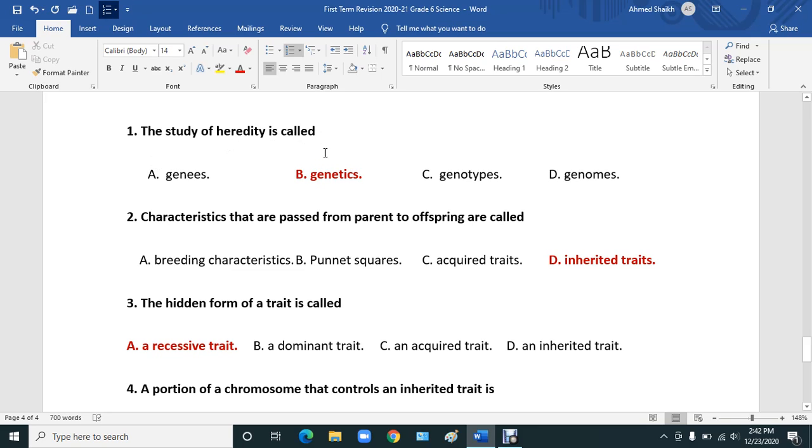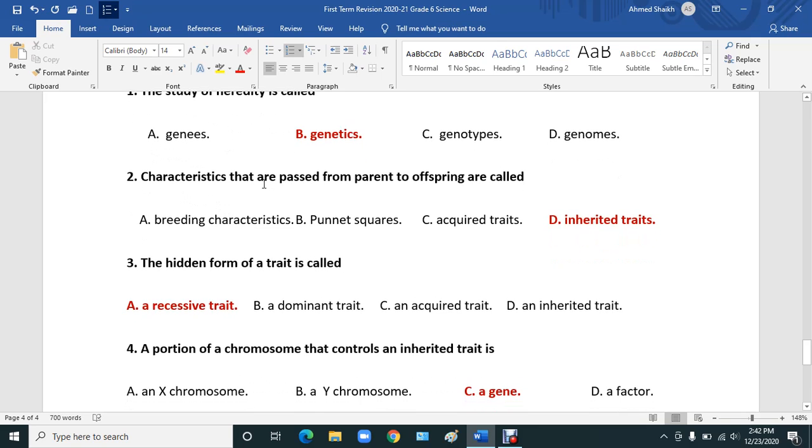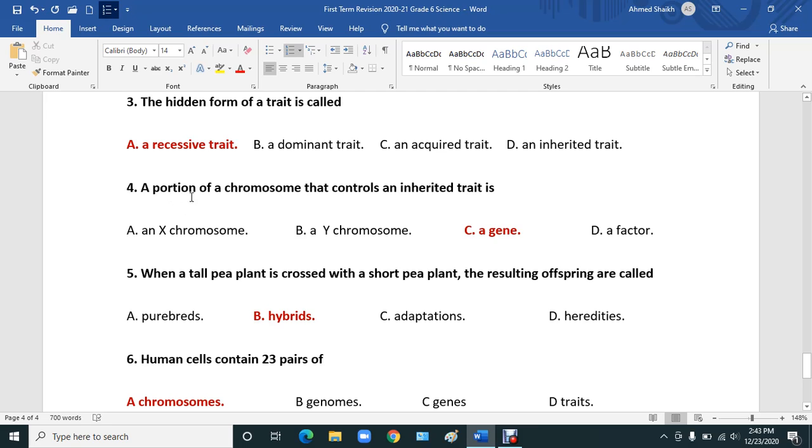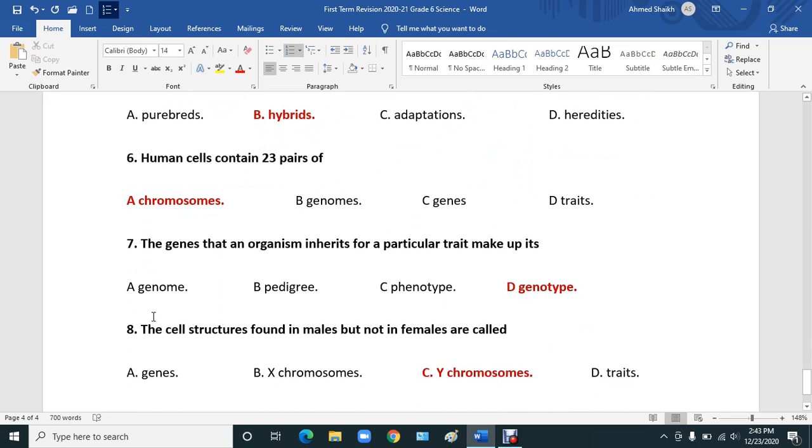The study of heredity is called genetics. Characteristics that are passed from parent to offspring are called inherited traits. The hidden form of a trait is called a recessive trait. A portion of a chromosome that controls an inherited trait is called a gene. Number 5: when a tall pea plant is crossed with a short pea plant, the resulting offspring are called hybrids. Number 6: human cells contain 23 pairs of chromosomes.